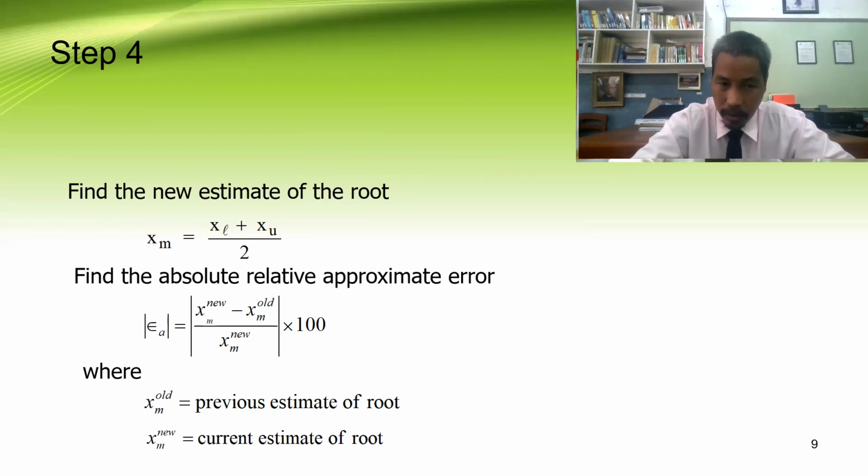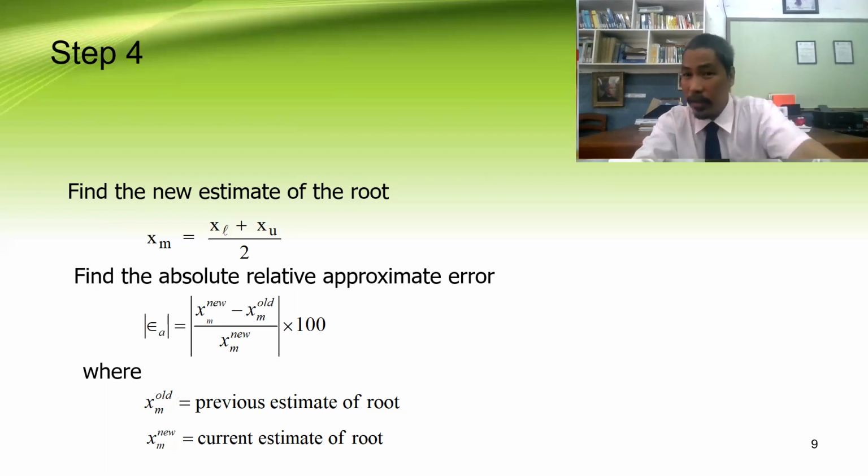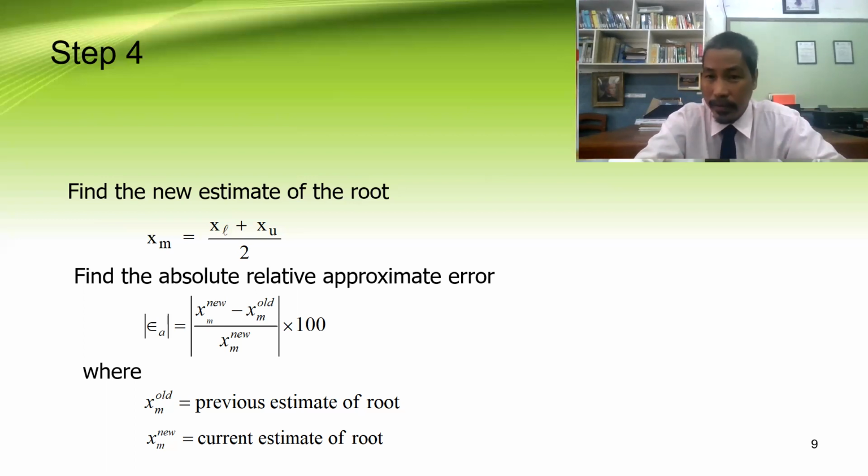So XM old, XM new. That means previous estimate of the root, current estimate of the root. So it depends on how much accuracy you want for our root. If you want higher accuracy, then you can iterate, you can repeat the process. Find again another new estimate for XM. And it is easy to find that because it is just the average of XL and XU.